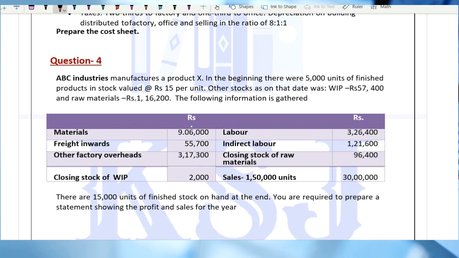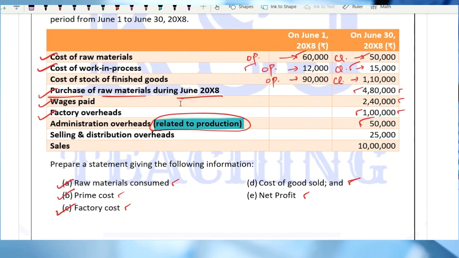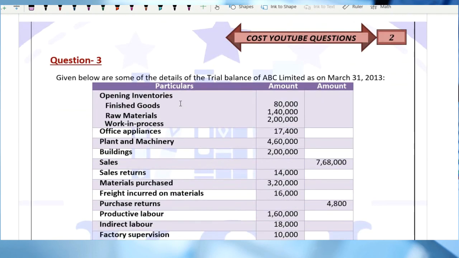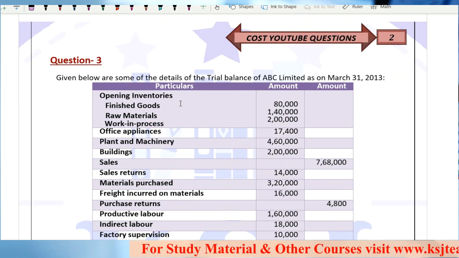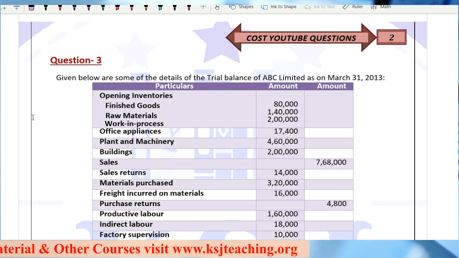So, let's continue with the cost sheet, and most probably in this lecture we are going to wind up this chapter. What we have been doing are practical problems. In the last lecture also we did two practical problems, question number 1 and 2, and I told you that in this lecture we will be doing another two practical problems, question number 3 and question number 4. Question number 3 is quite a comprehensive question, covering almost all the areas, right?